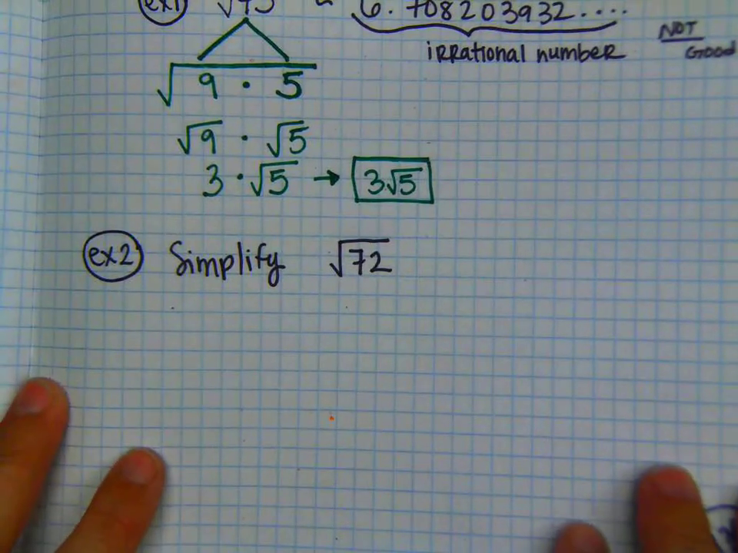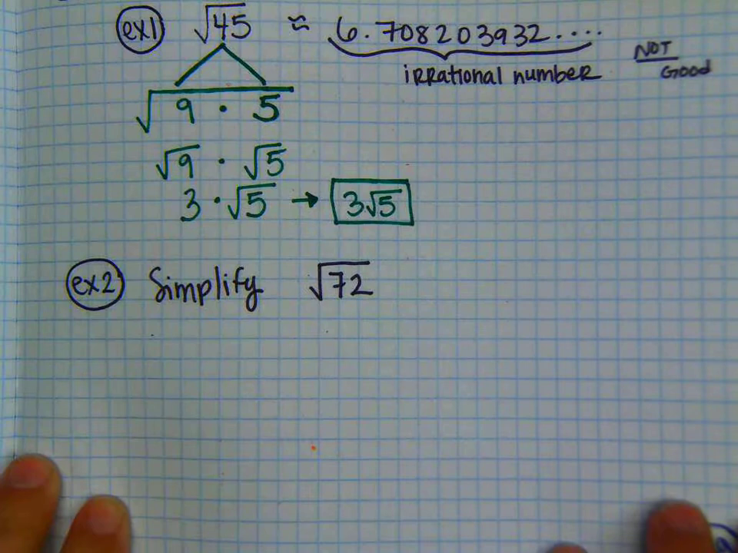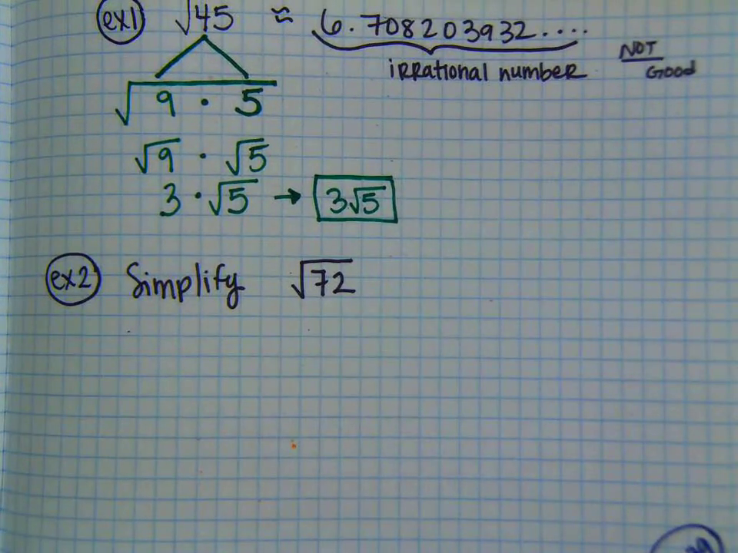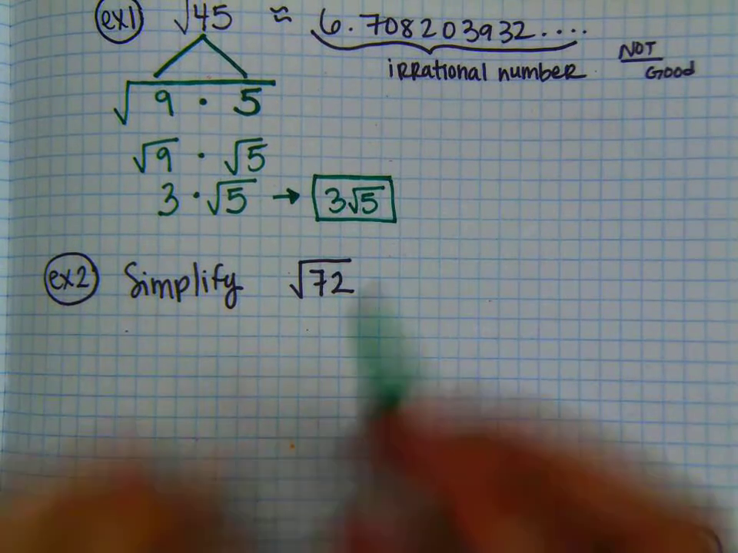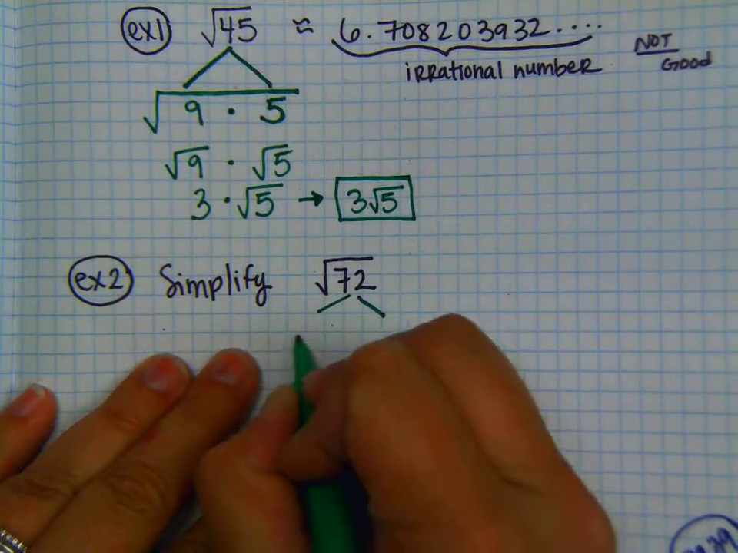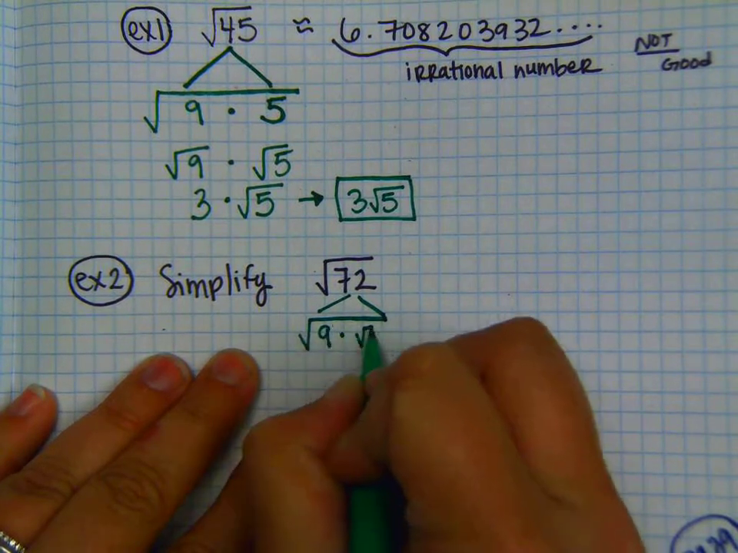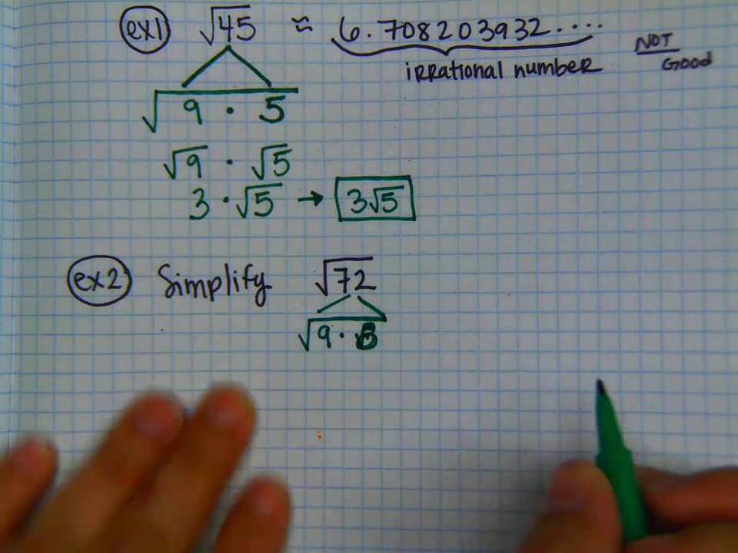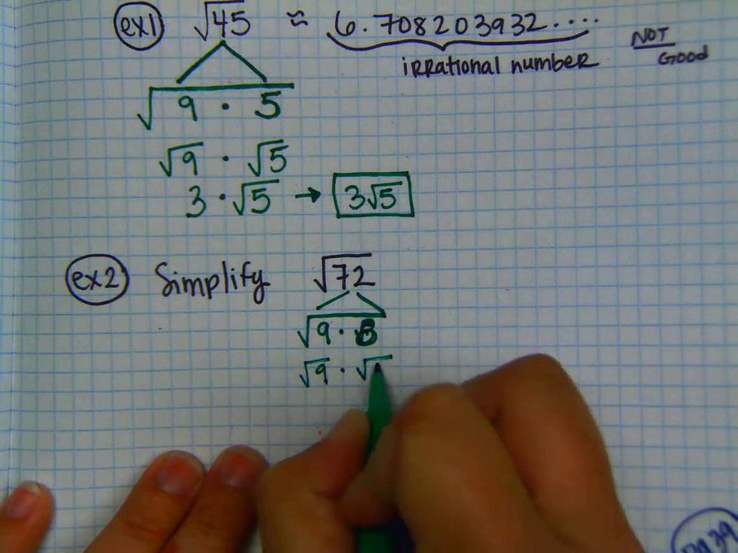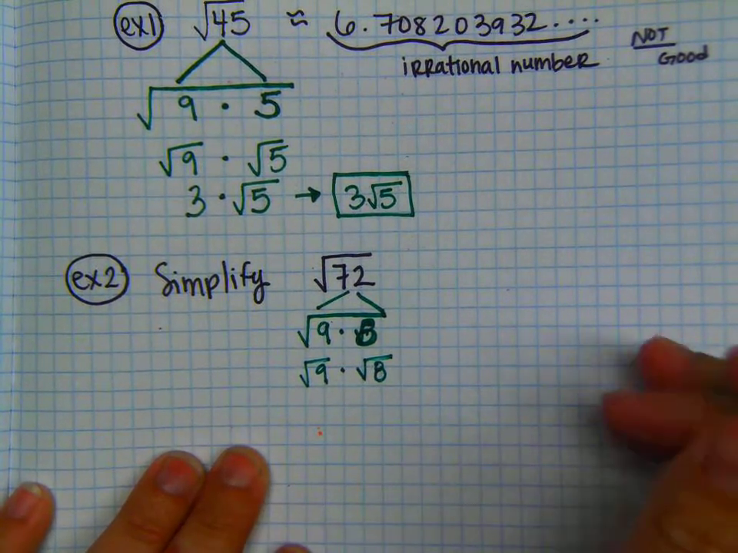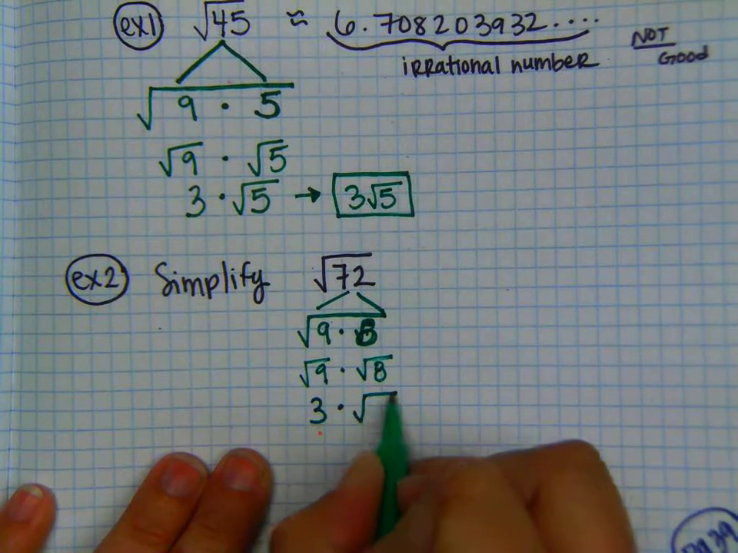So again, we want to think of two numbers that multiply to 72. You could have chosen any two numbers that multiply to 72. I'm going to go with 9 and 8. So I'm going to take my 72 and break it up. I have the square root of 9 times 8. Well, now I can break this up into the square root of 9 times the square root of 8. Do I know either of those? Yeah, square root of 9, that's 3, times the square root of 8.